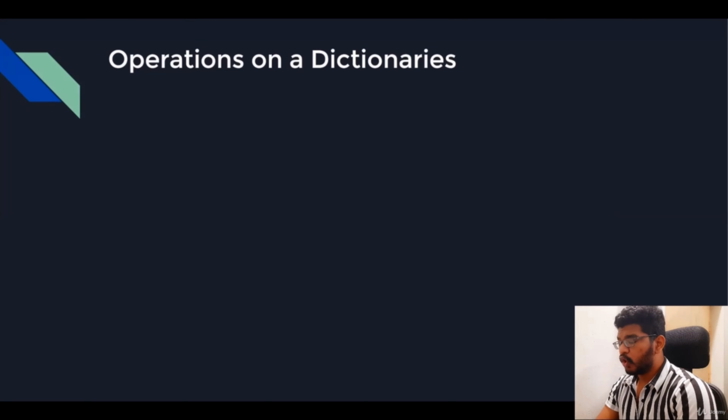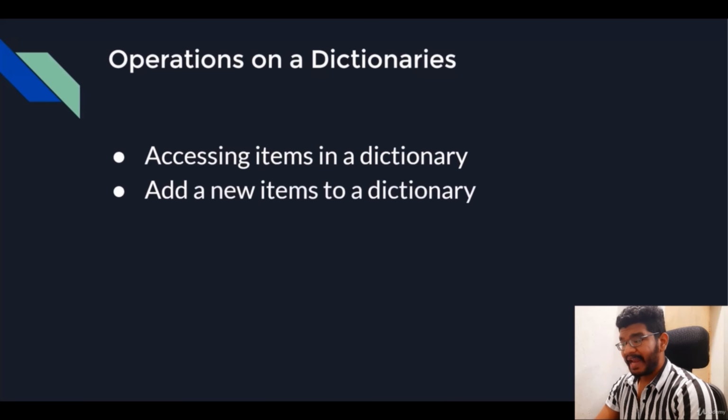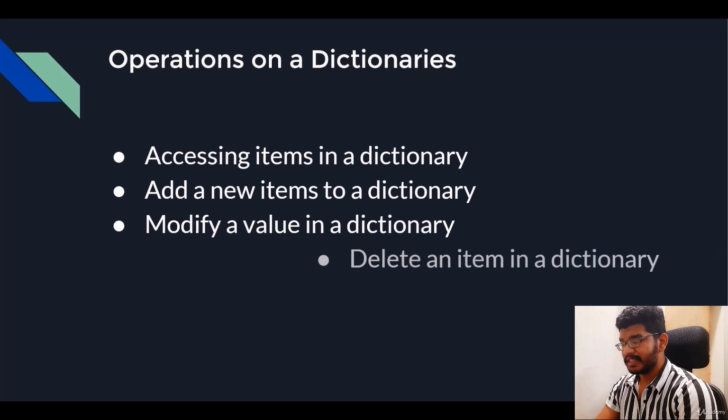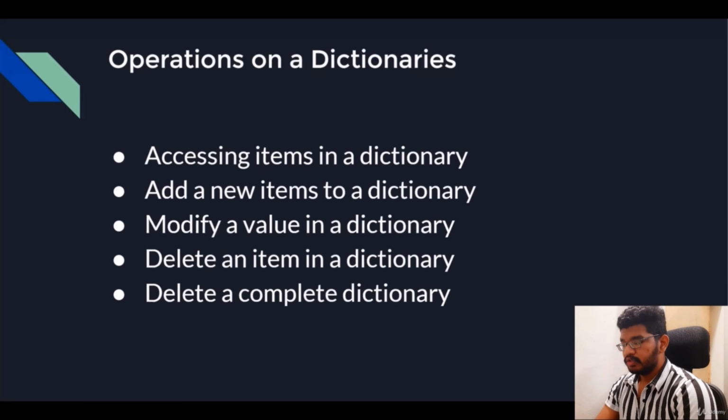Now we'll see what operations we can perform on dictionaries. As I said, we already created a dictionary in the previous introduction episode, where I told how to create one. Here we can access items in a dictionary, add a new item, modify an existing value, delete a particular item, and also delete a complete dictionary. So these are some of the operations you can perform on a dictionary.